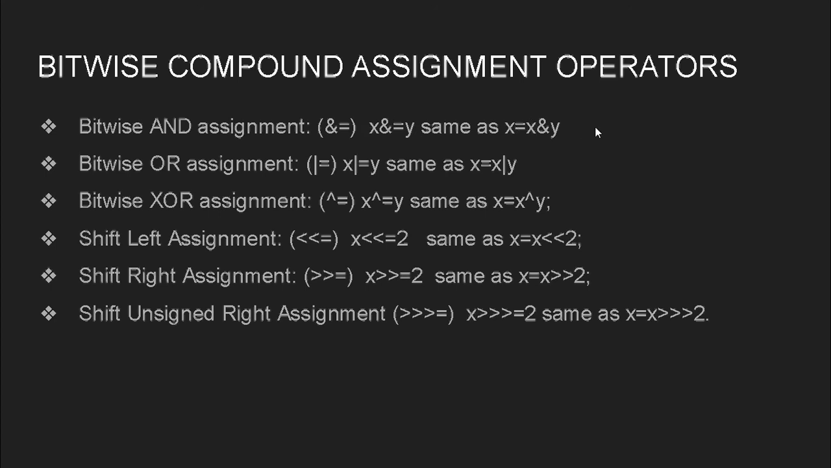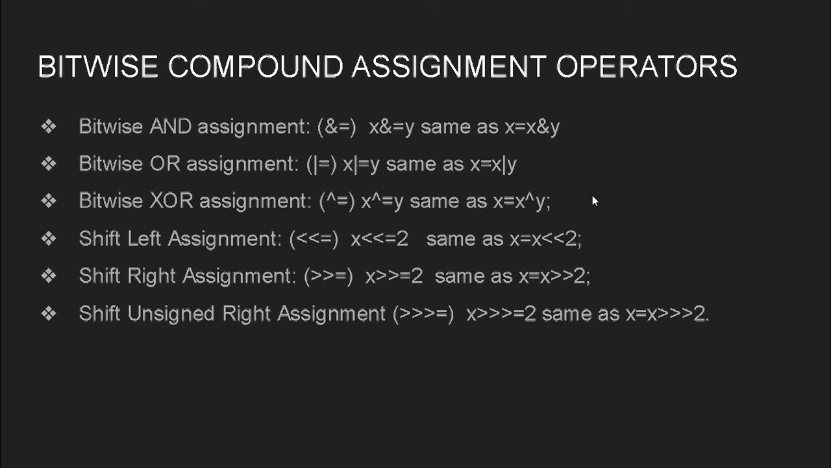I think I already explained this in the arithmetic operators. So x &= y means it is going to expand to x = x & y. The same goes for the OR operator: x |= y is the same as x = x | y. Then this was the XOR operator, XOR equals. You can call it exclusive OR or you can call it XOR, both names are the same. So x ^= y is the same as x = x ^ y.